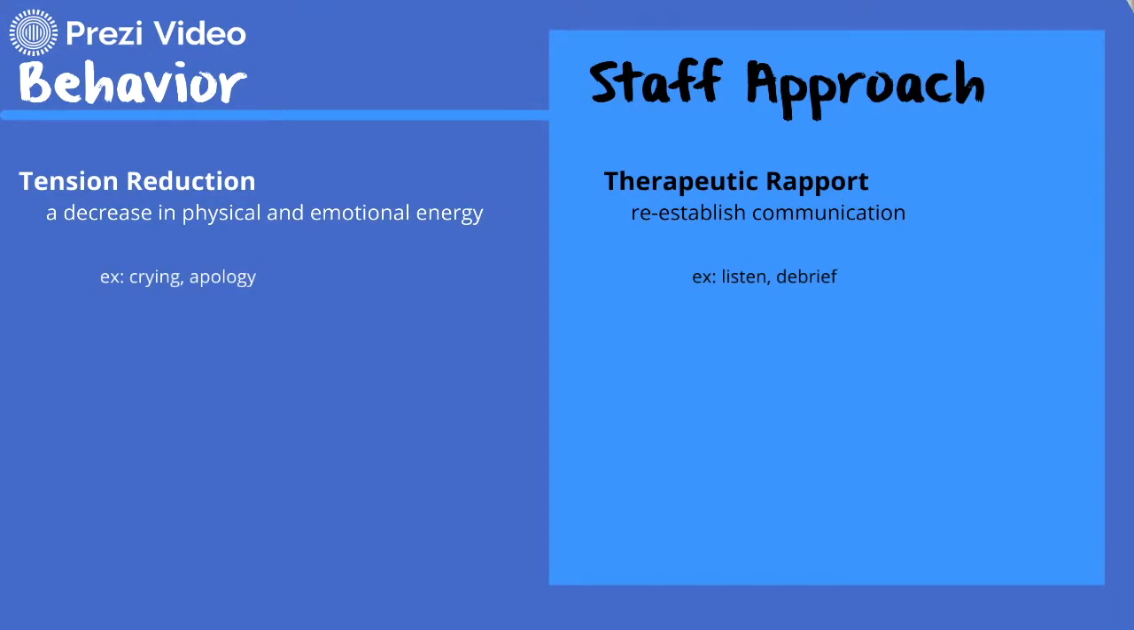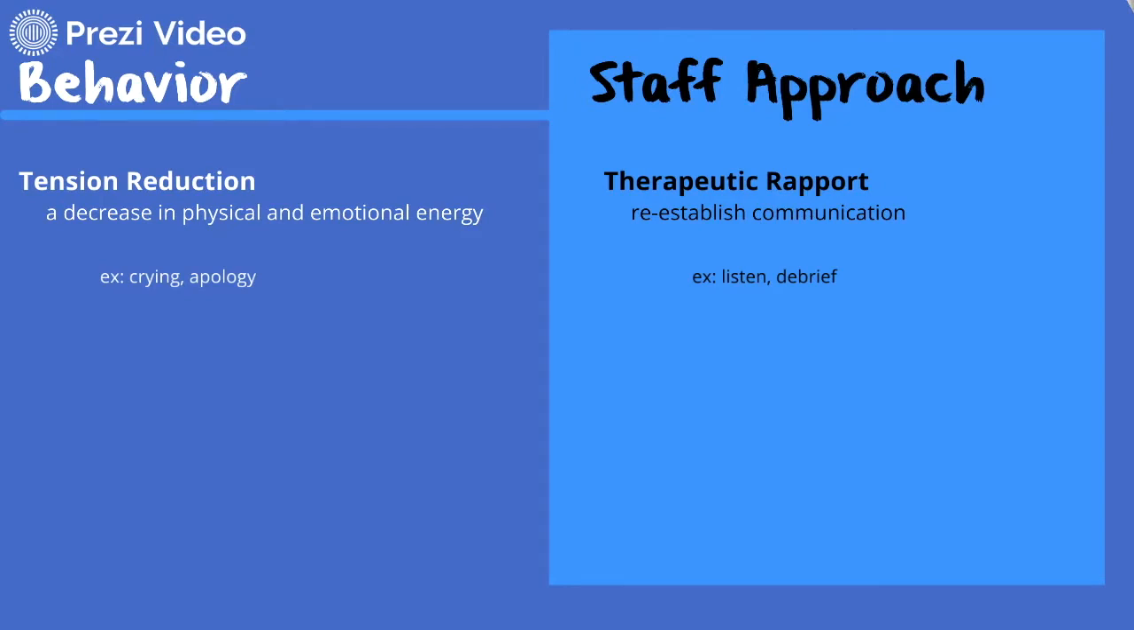And once we see that they're kind of coming down, our job now is to build a therapeutic rapport. So we're going to want to try to reestablish that communication, rebuild that trust, because sometimes crisis situations may break the trust between the student and whoever is addressing it. So again, here, we're going to listen to them. We're going to give them time. We're going to talk about what happened, what they could have done differently. Is there something they could do better next time?